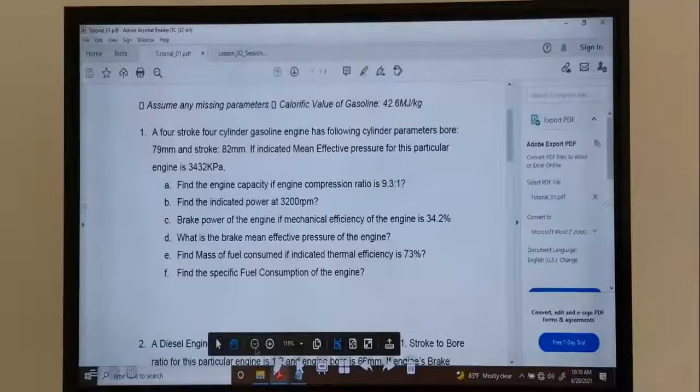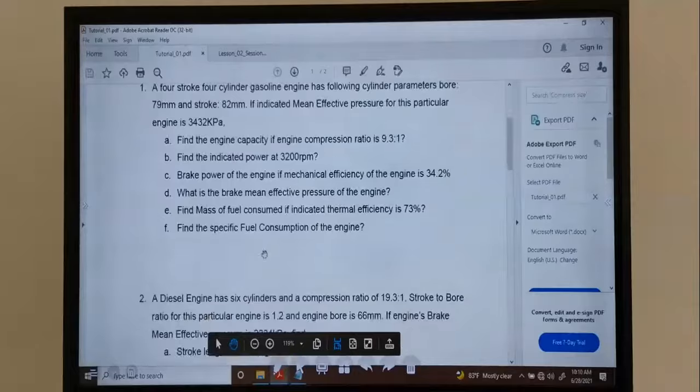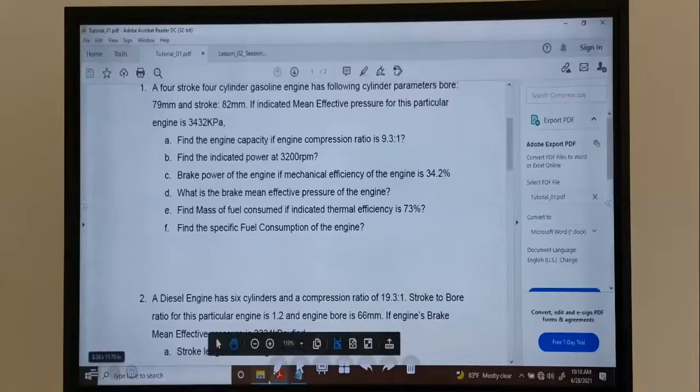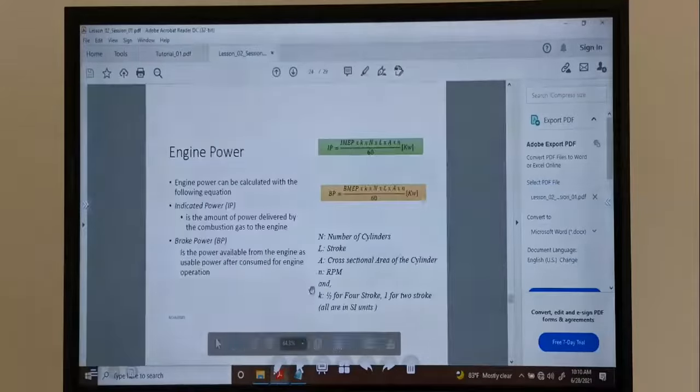Next question is, so brake mean effective pressure we have found. Find the mass of the fuel consumed if indicated thermal efficiency is 73. So what we have to find is the indicated thermal efficiency equation and the mass of fuel consumed.